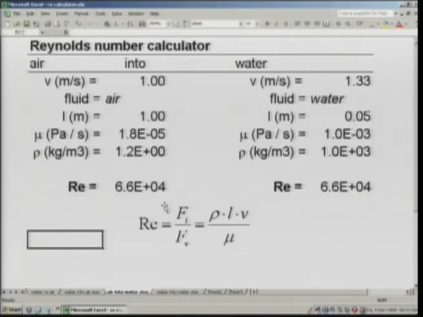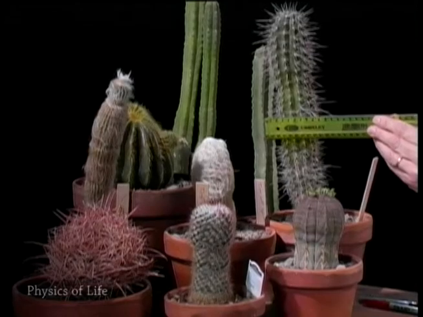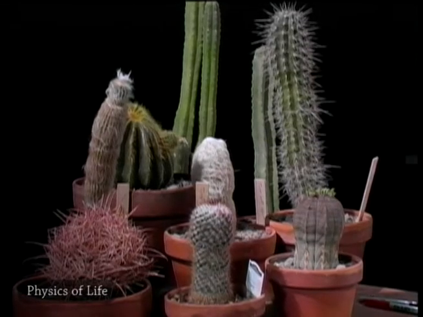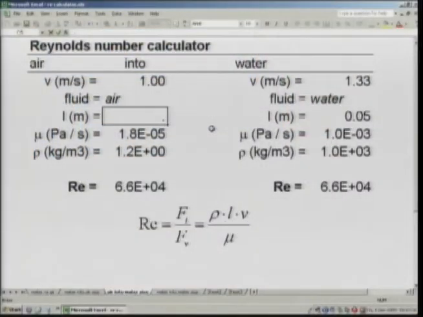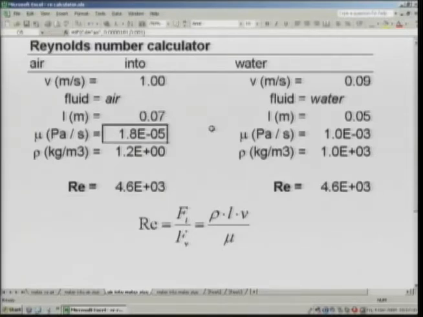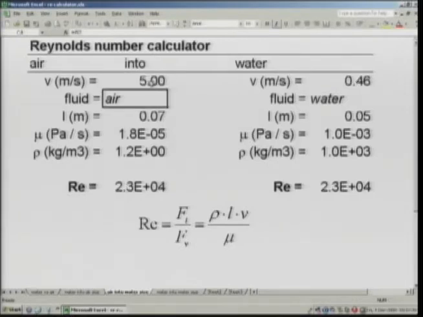Now suppose we had a plant, and I'm just going to measure one over here. I'm going to put up a ruler next to this plant right here, and the diameter of this plant is about 7 centimeters or so. All right, so that's the dimension, the length term that we're going to be putting into our calculation. So let's just calculate what that would be. 7 centimeters is 0.07 meters. And let's say that we want to find out what happens to flow at a wind speed of about 5 meters per second. So let's just put 5 meters per second in there.